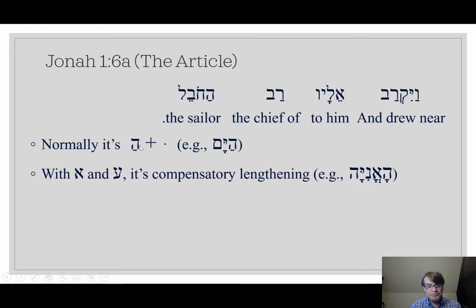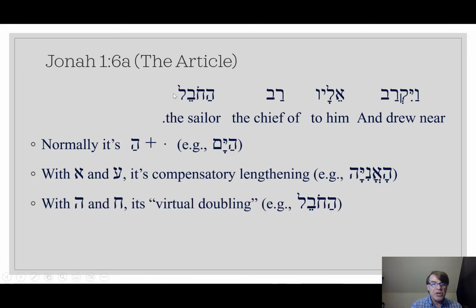But basically, normally it's hey patak doubling, but when the first letter of the word is an aleph or an ayin, we get what's called compensatory lengthening. The patak becomes a kamatz, okay? With this verse, or this part of the verse, we can now tell you what happens with a chet and with a hey. So with hey and a chet, what happens is, some grammarians call it virtual doubling. What does that mean? It means it doesn't do anything.